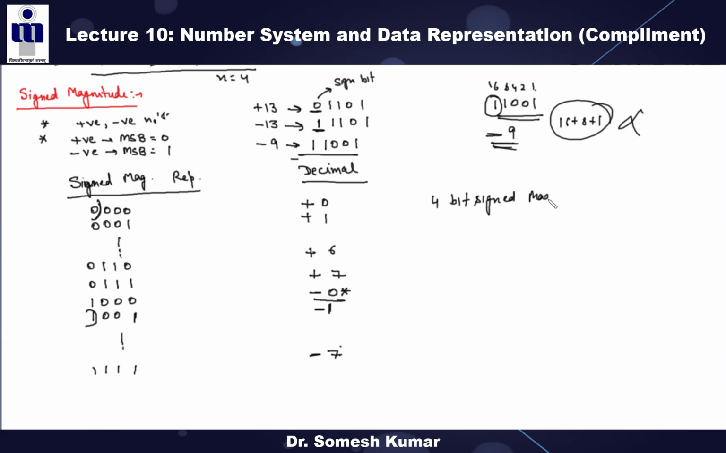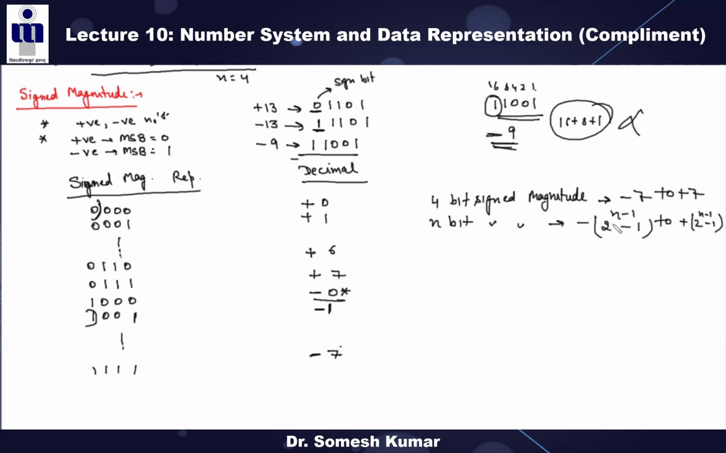4-bit sign magnitude range. This is, you can say, -7 to +7, right? -7, -6, -5, -4, -3, -2, -1, -0, and then +0 and 1, 2, 3 up to 7, right? So you can generalize this for n-bit sign magnitude. It is -(2 to the power n-1 minus 1) up to +(2 to the power n-1 minus 1), right?